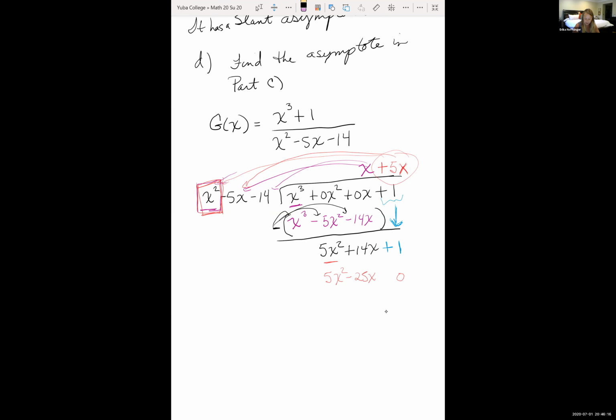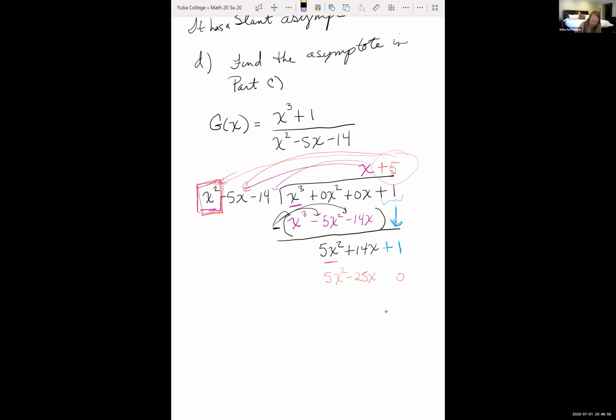But something happened. Oops. I don't know why I put the 5x there. It's just a 5, right? 5 times x squared is 5x squared. If I had an x there, that would have been 5x cubed. 5 times negative 5x is negative 25x. 5 times negative 14. Okay, again, so 5 times 4 is 20.